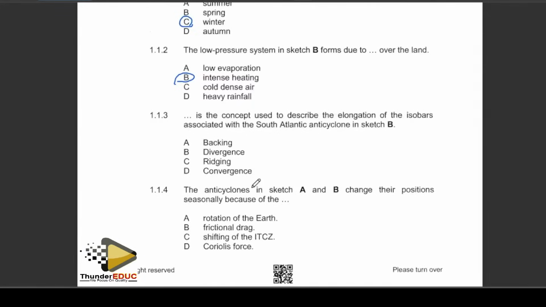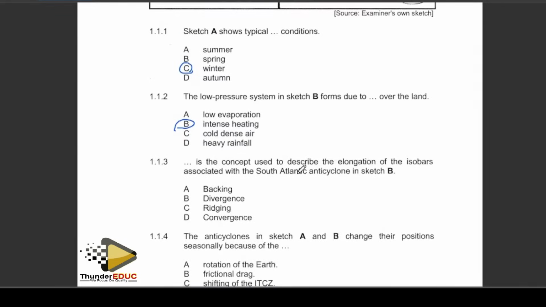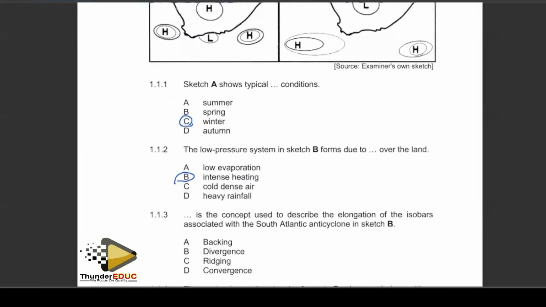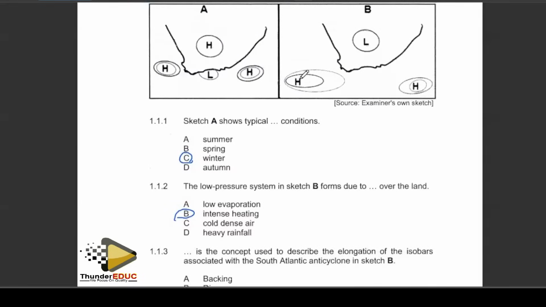Dash is the concept used to describe the elongation of the isobars associated with the South Atlantic anticyclone in sketch B. Right, if you check sketch B, how are we relating to the elongation? Right, what we call an elongation, if you check the distance from the center of our high pressure cell to the outer lying isobar here in the western direction, the distance is relatively smaller, which means there's a steeper gradient here.